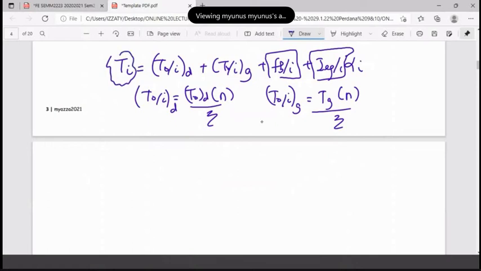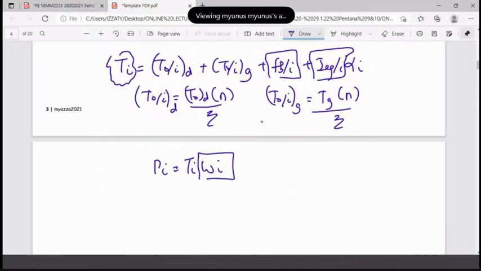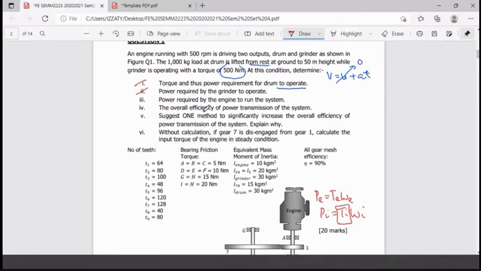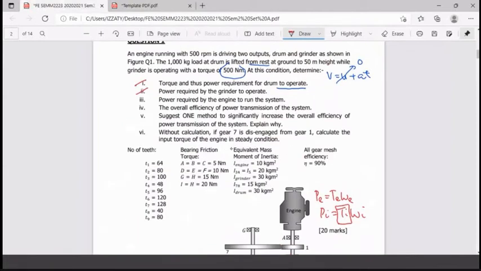And then you have Pi is equal to Ti omega I. Again, this omega has not been given. For example, you can also look for the gear ratio relationship. Look at this one. They provide you this one, right? So you need to know what the omega is. So this is done.